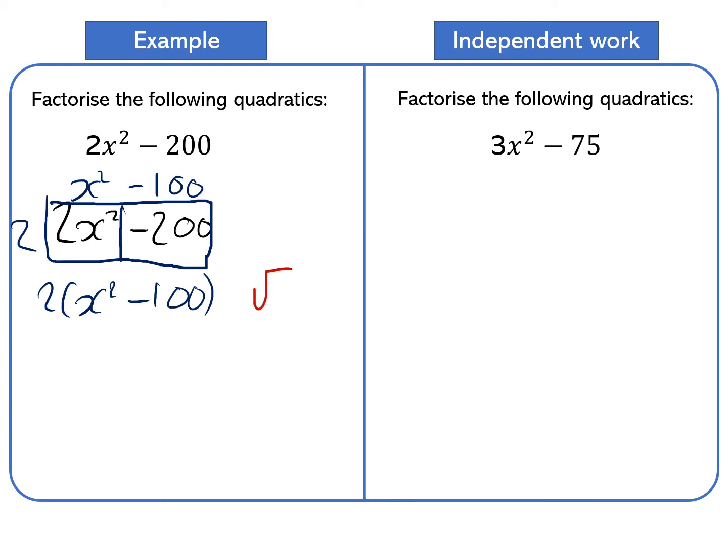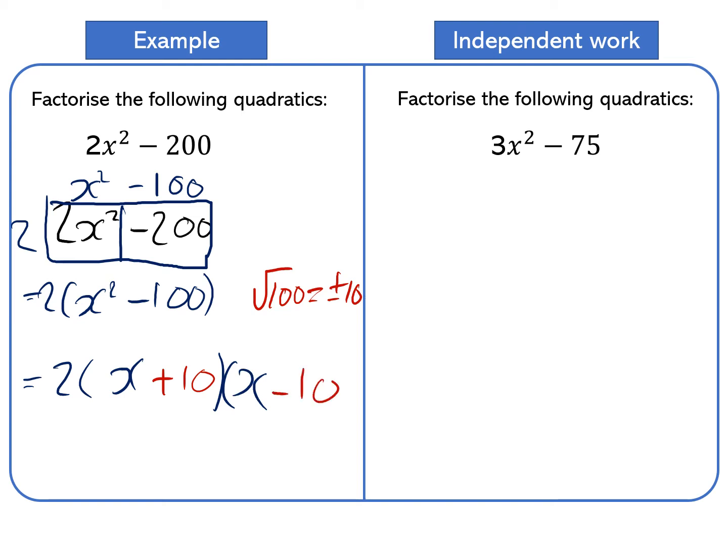So square root of 100 is plus or minus 10. So I will end up with 2 bracket x plus 10 and x minus 10. And now we are fully factorized.